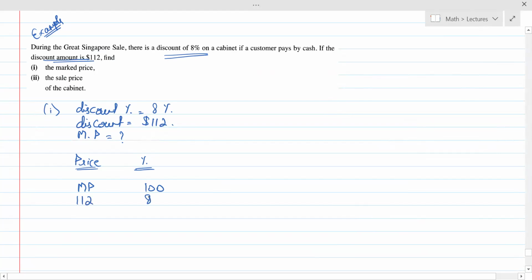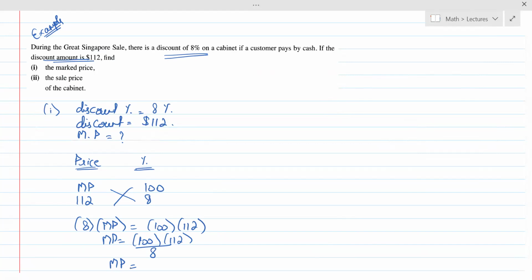That represents 8%. We do the cross multiplication, the equation made here would be 8 times MP, the mark price, is equal to 100 times 112. So the mark price here would be 100 into 112 upon 8, and we are getting the mark price as 100 into 112 divided by 8, 1400. So we're getting the mark price as $1,400.